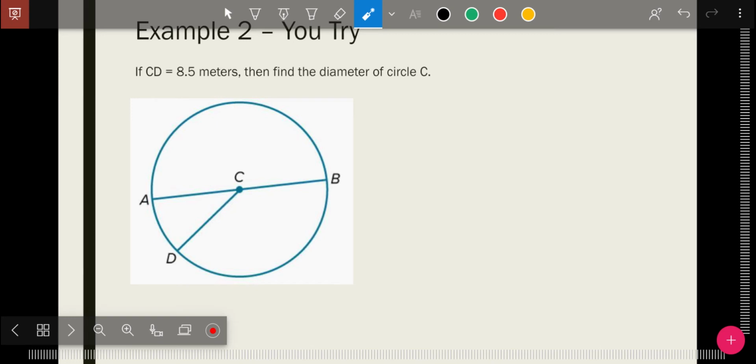Hopefully you got that it is 17. 17 meters will be the right answer there for the Try.